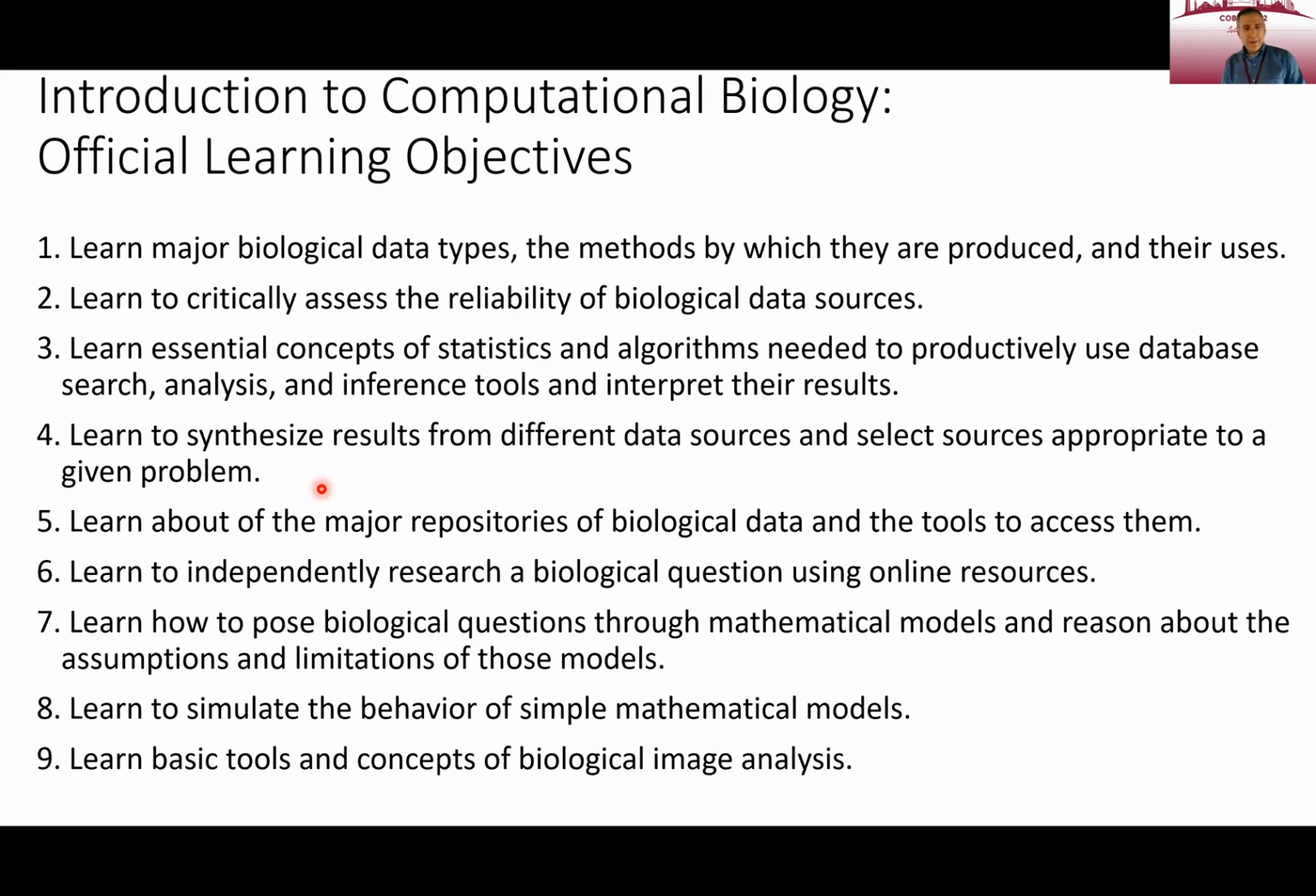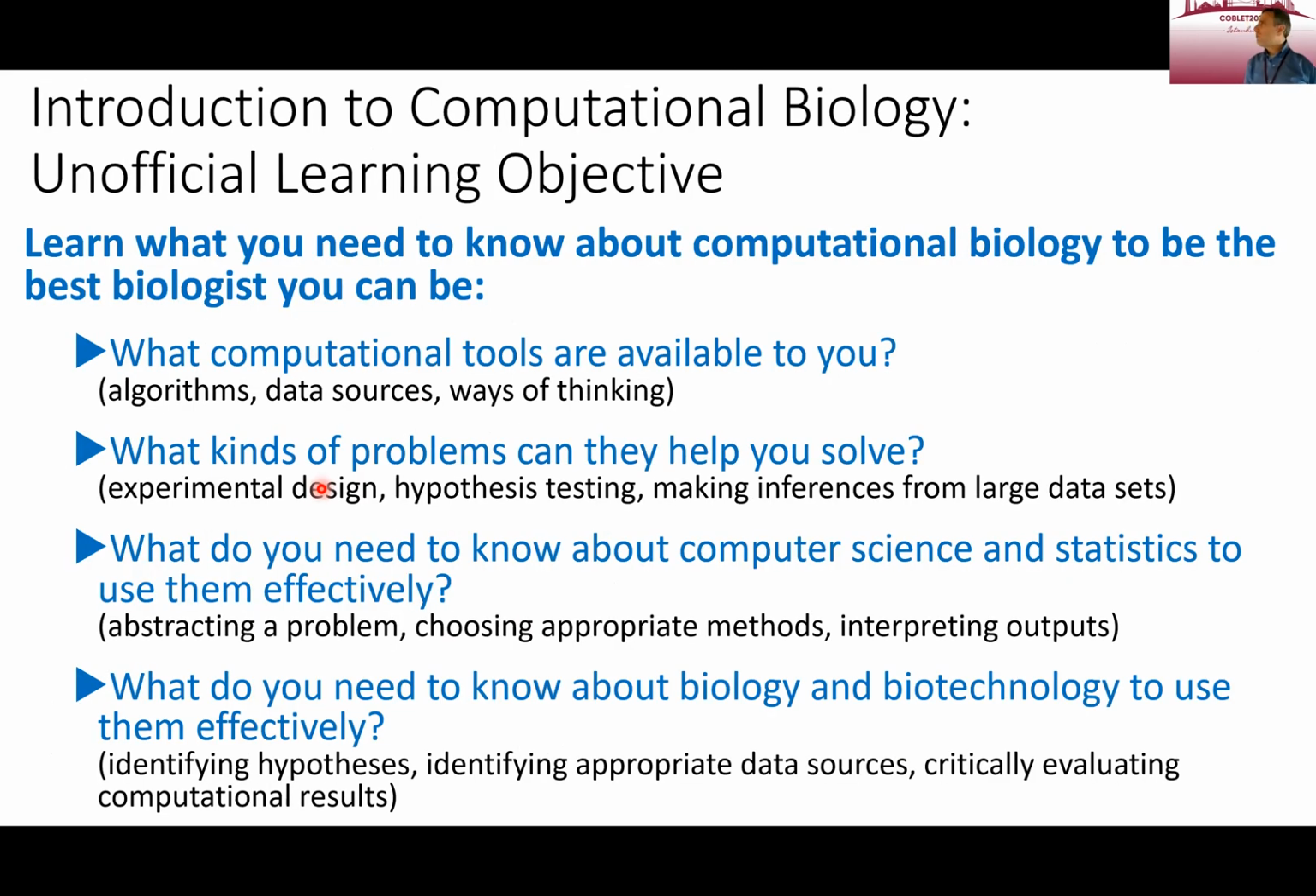And I'm not going to bother reading these. Anyone, I imagine, can see this later if you really want to know the details. But what I'd like to say is that we really only had one unofficial learning objective, and that is that we wanted our students to learn what they needed to know about computational biology to be the best experimental biologists they could be. And this was really a very different focus than the class that had existed before.